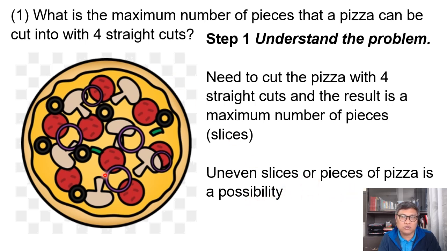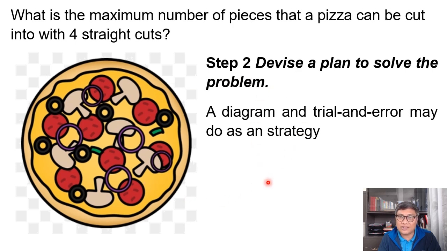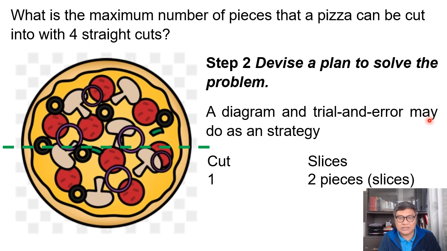Okay, as long as you use 4 straight cuts. So typically, what we do is, of course, we can now devise a plan once we are able to understand what is being asked. Then a diagram could be a possibility as your strategy, coupled with trial and error, maybe. So both a diagram and trial and error as our strategy. So what we do is, if we cut first, we use 1 cut, so we still have 3 more straight cuts.